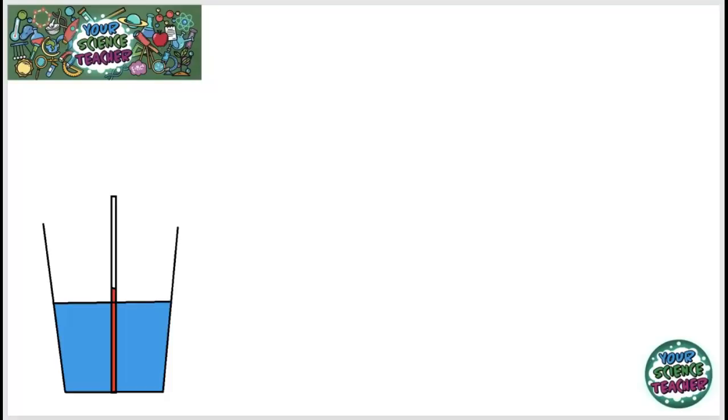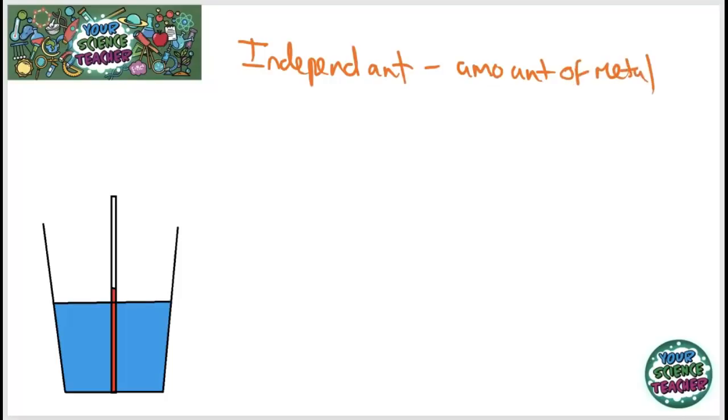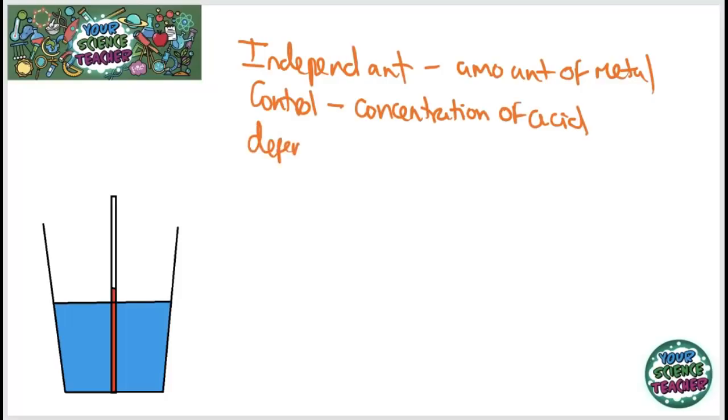So, for example, if the independent variable is the amount of metal that you're adding to your solution or acid, then what you need to do is make sure that the concentration of your acid will be a control variable. And vice versa, if the concentration is what you're changing as your independent variable, then the amount of metal that you add would be your control variable. But the dependent variable is always going to be the same for this practical. You're going to be measuring the temperature change.